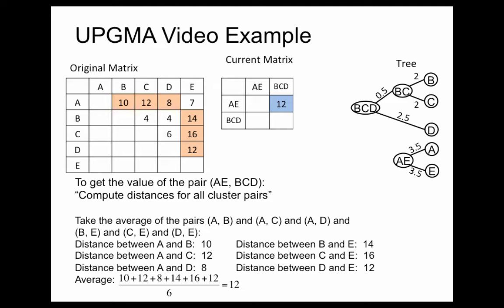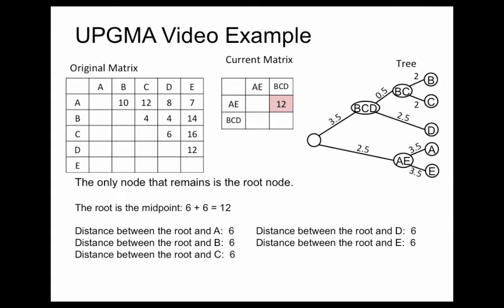I mean, you can come up with other ways to make trees like this, but it wouldn't be like the algorithm that we're using for the homework. So if we look at the average of 10, 12, and 8, and 14, 16, and 12, the average ends up just being 12, because it's all those divided by 6. And then how does this look on the tree? Well, the 12 divided by 2 is 6. So 6 should be on this side between each leaf node, and 6 should be on this side between each leaf node. So 6 minus 3.5 is 2.5.